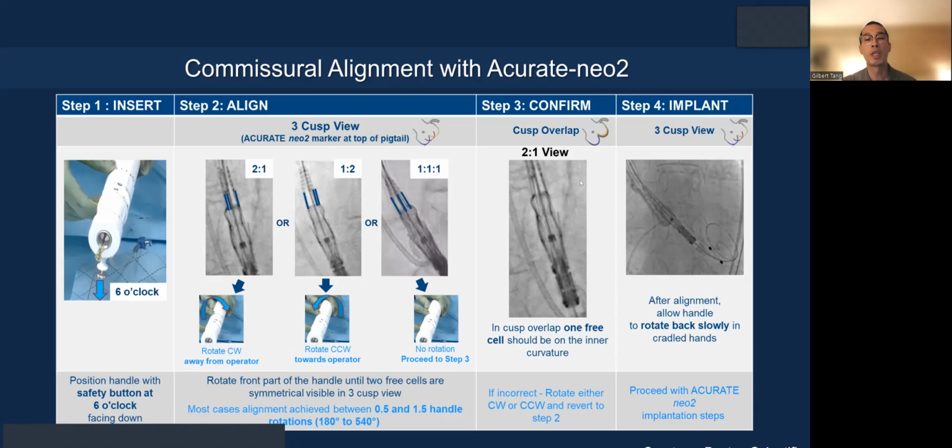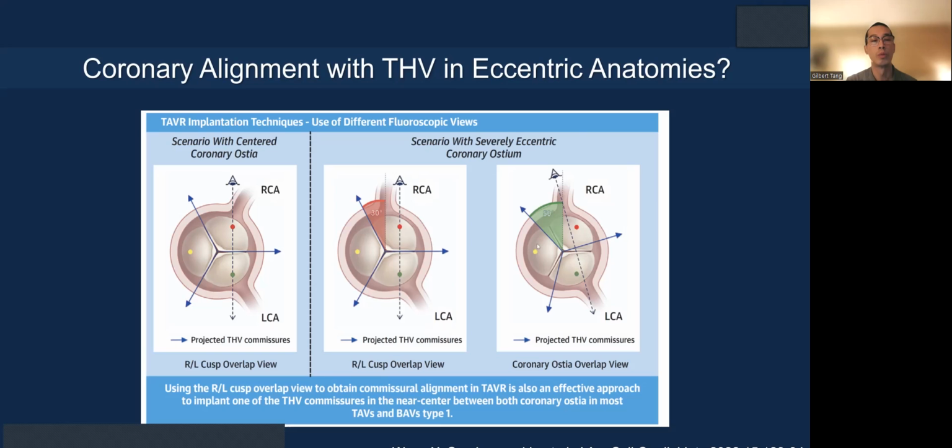So step 3, what it does is that when you go to Cusp Overlap view, one of your tabs should be facing the right side to confirm optimal alignment. And if that's the case, then you just let go of the catheter and reduce the tension, and you just start to deploy as standard practice with Acurate neo2.